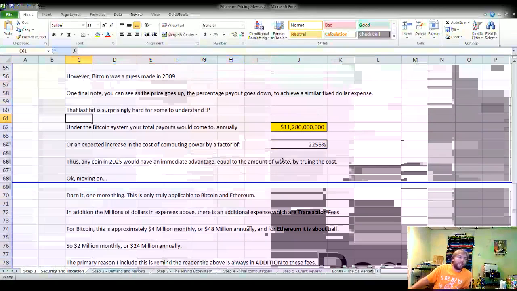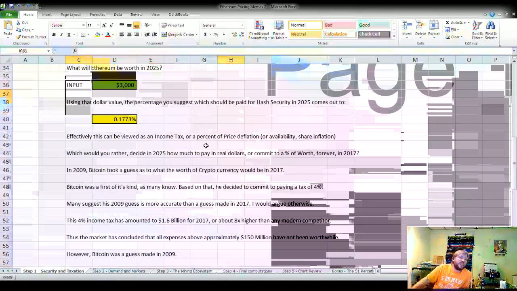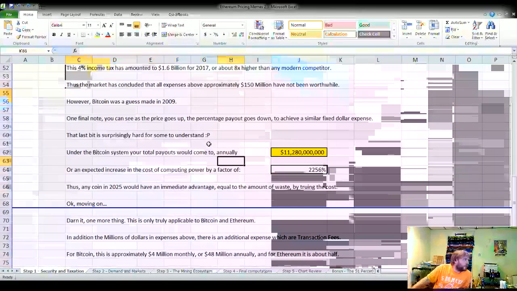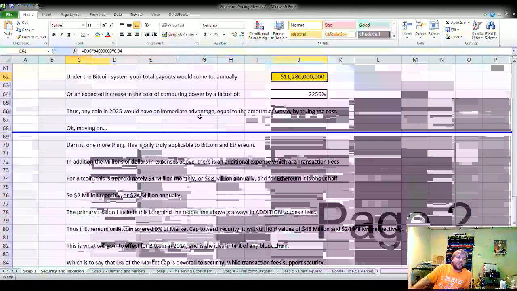That last bit is surprisingly hard for some to understand. Under the Bitcoin system, your total payouts would come annually to $11 billion. So had you just said 4% of whatever it's worth in 2025, the payout would have come to $11 billion rather than the $200 million that everybody else is paying today, or 2,000% more. Thus, any coin in 2025 would have an immediate advantage equal to the amount of waste by truing the cost.